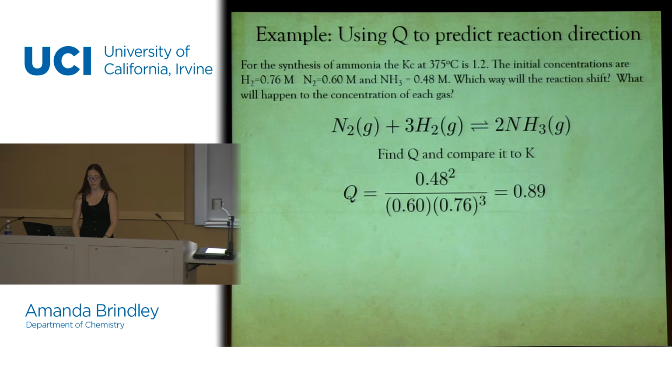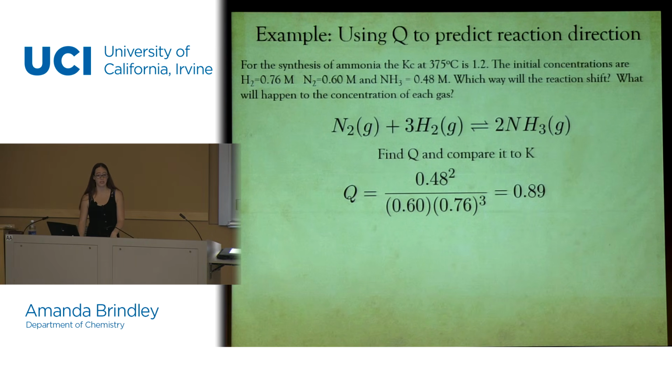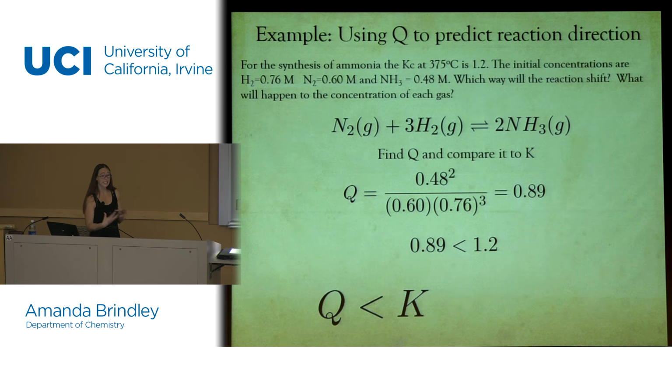Now we look at this, is 0.89 greater than or less than 1.2? Not a trick question. It's less than, yeah. So our Q is less than our K. We need the products to be larger to get this up to the value that K is, and so it's going to shift forward or shift to the right.